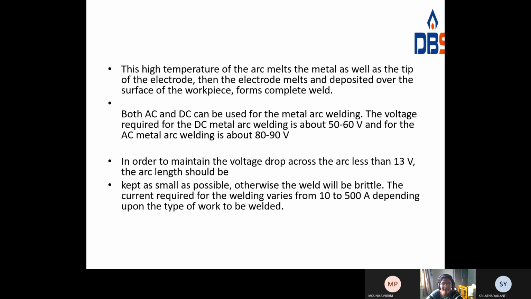The voltage required for DC metal arc welding is about 50 to 60 volts. If we give a DC supply, it requires a voltage of 50 to 60 volts. For AC metal arc welding, it uses 80 to 90 volts. In order to maintain the voltage drop across the arc less than 30 volts, the arc length should be kept as small as possible. To maintain the arc between the electrode and the metal to be welded, it requires a voltage of 13 volts.